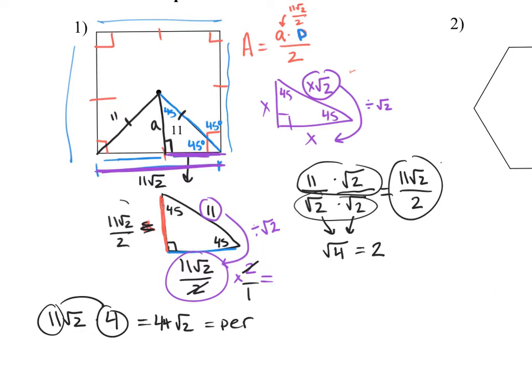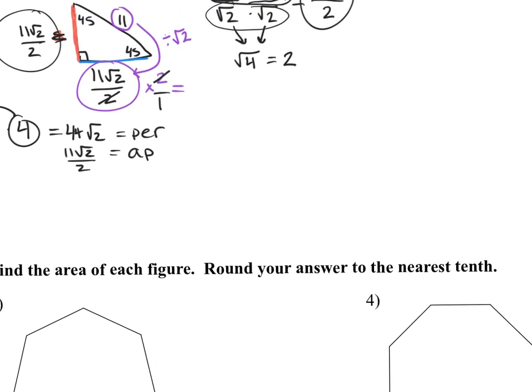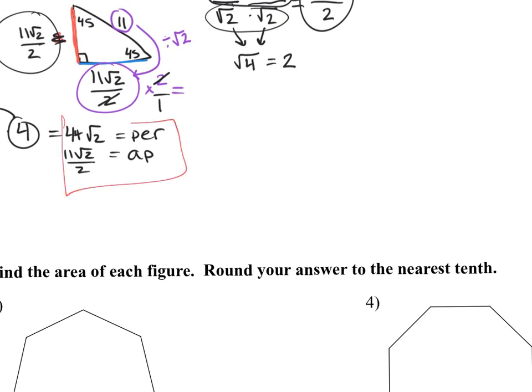And then again, we found our apothem is 11 root 2 over 2. Okay, based on this information, I think we're ready to solve. I know that the area of this entire square equals the perimeter, 44 root 2, times the apothem, 11 root 2 over 2, all divided by 2.